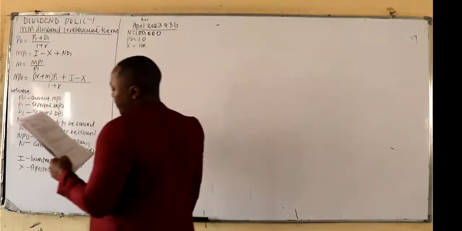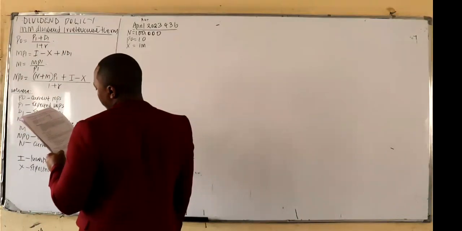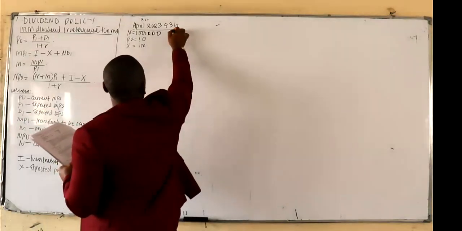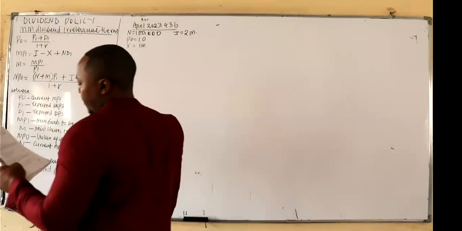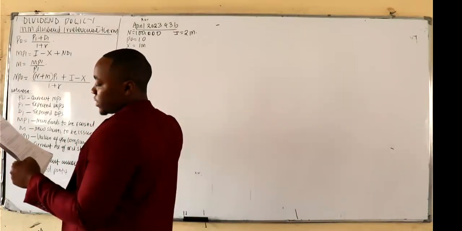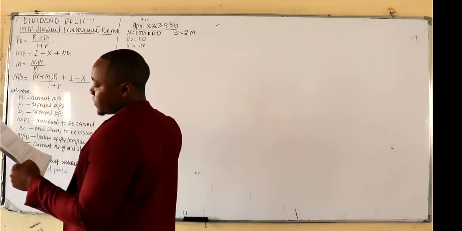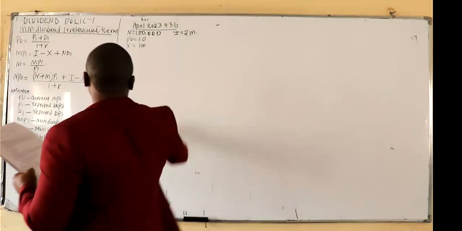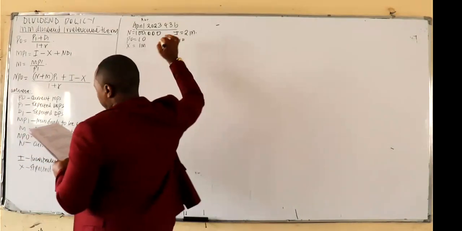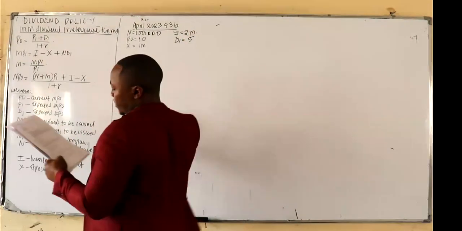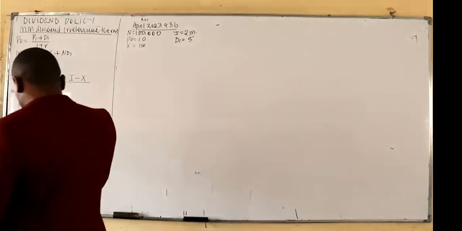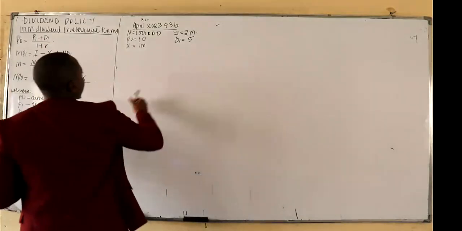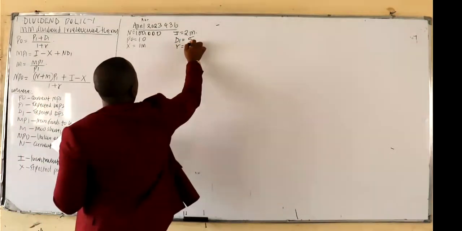And it intends to invest 2 million during the year 2023. That's the investment amount, which is 2 million. The firm is also considering declaring a dividend of 5 shillings per share at the end of the year. So that is D1. They expect to pay a dividend of 5 shillings per share. The firm's opportunity cost of capital is 10%. R is 10%.